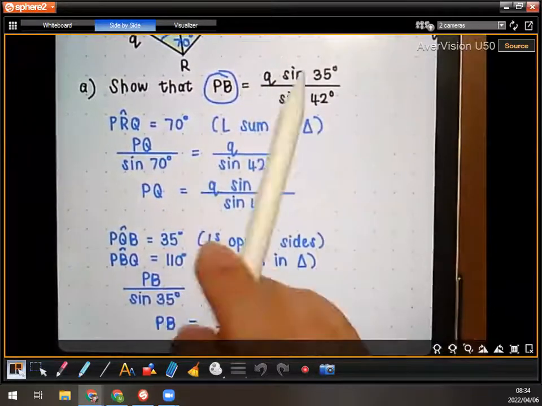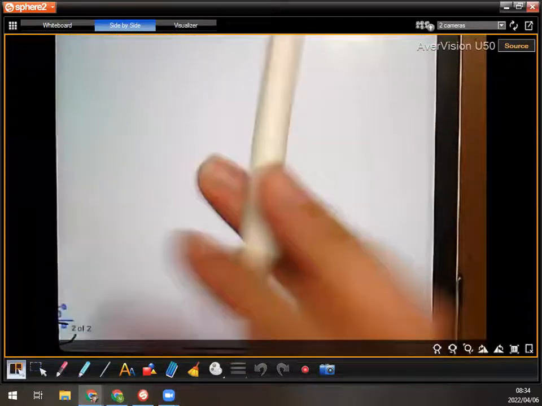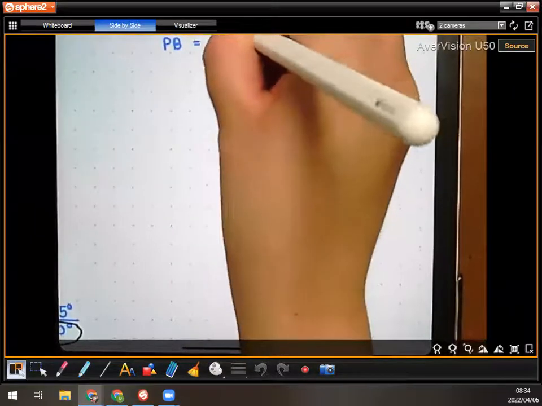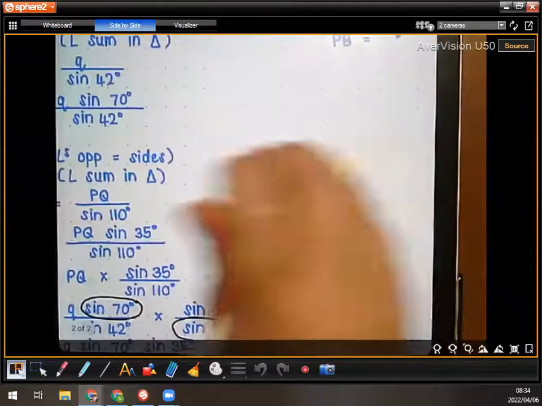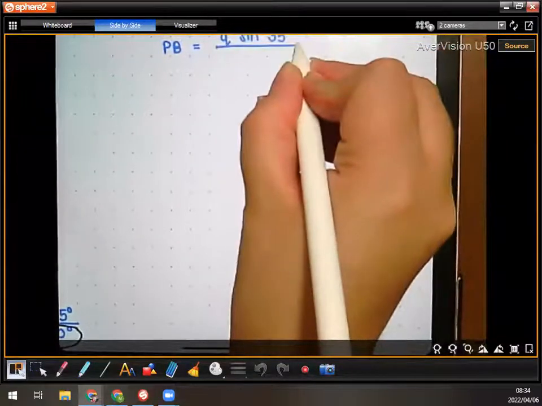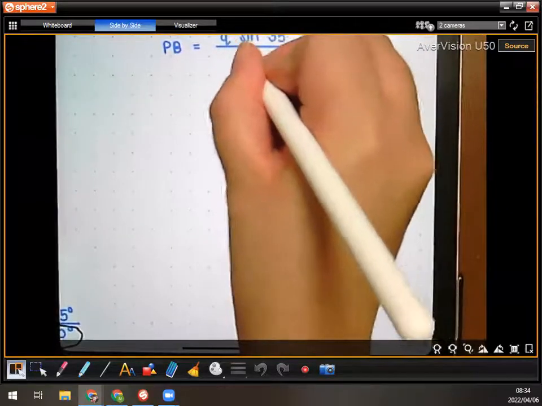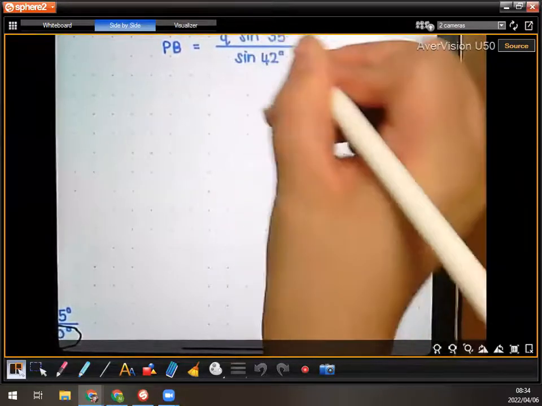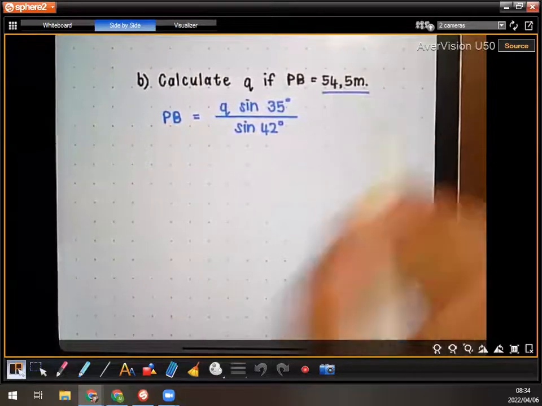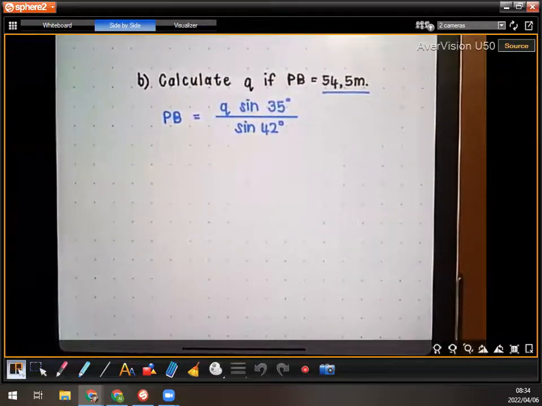All right, so I'm just going to rewrite this on the side. So they say, we've just proven that PB is equal to Q sine 35 over sine 42. And now they've given us the actual value of PB. So now we're going to put that value into PB and we're going to solve for Q. Okay, can we all do that on our own, please?